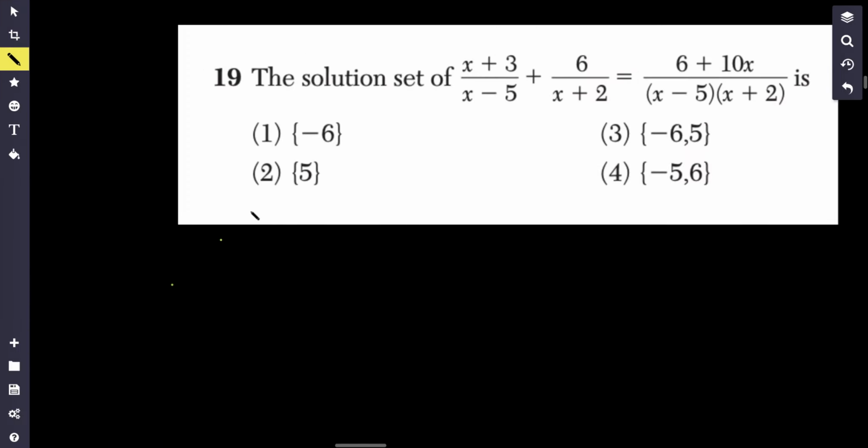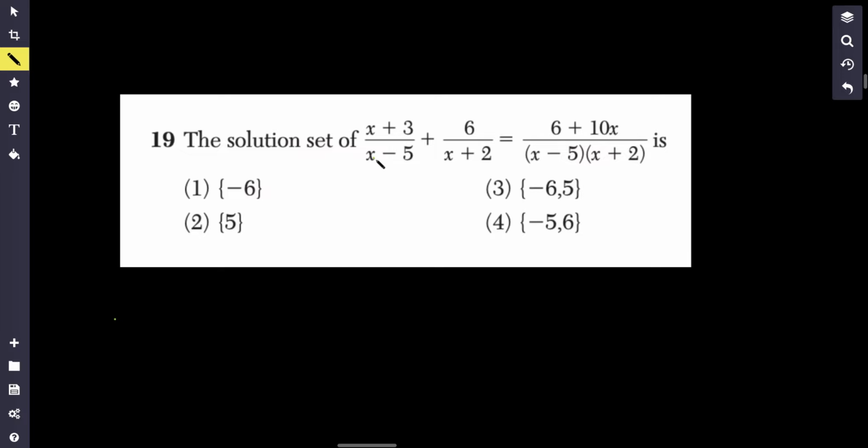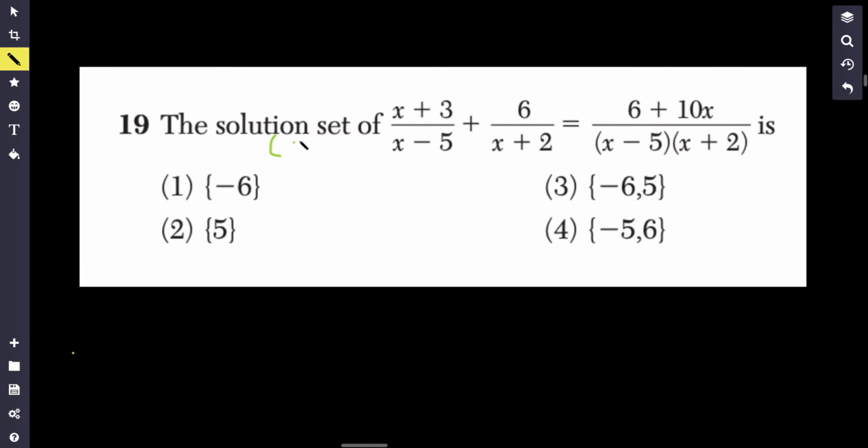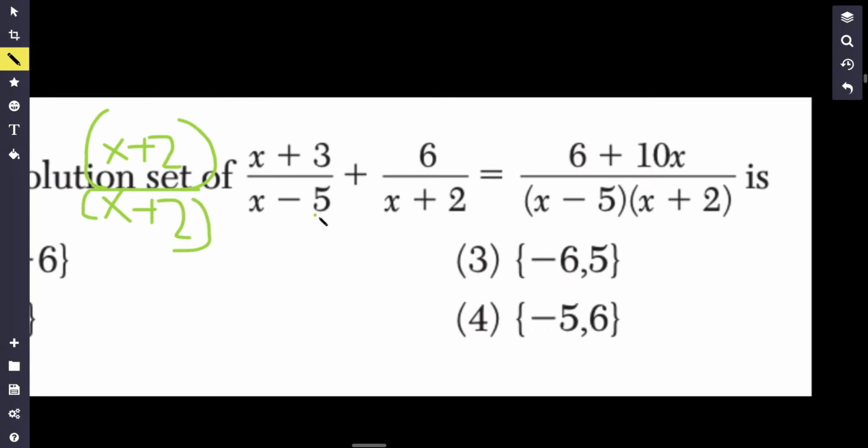The solution set of this is what? So once again, I could obviously graph this out, but in order to do this problem, let's just multiply the top and the bottom of this part of the equation by x plus 2. For this other part of the equation, let's multiply the top and the bottom by x minus 5.